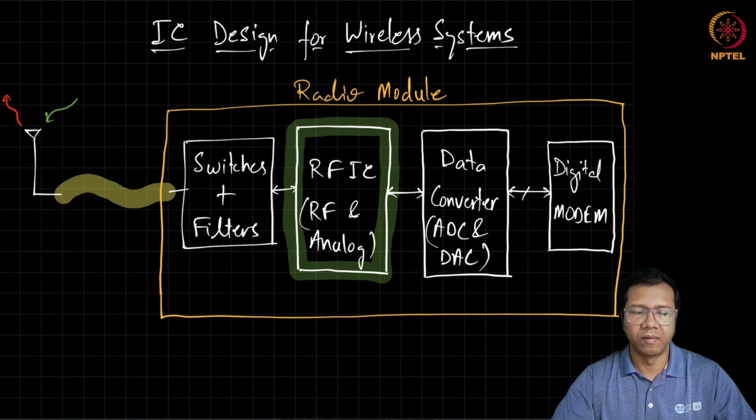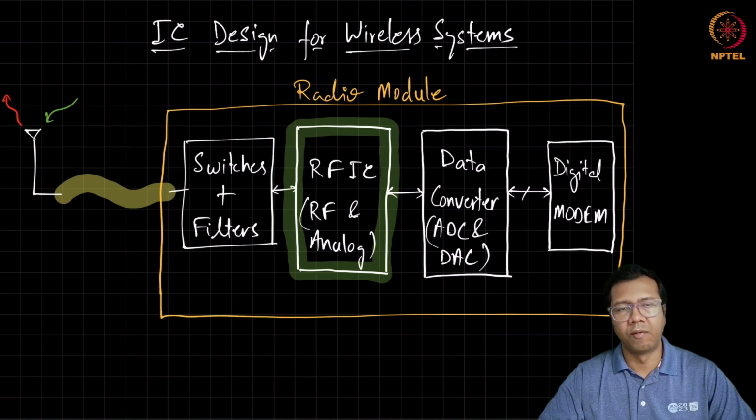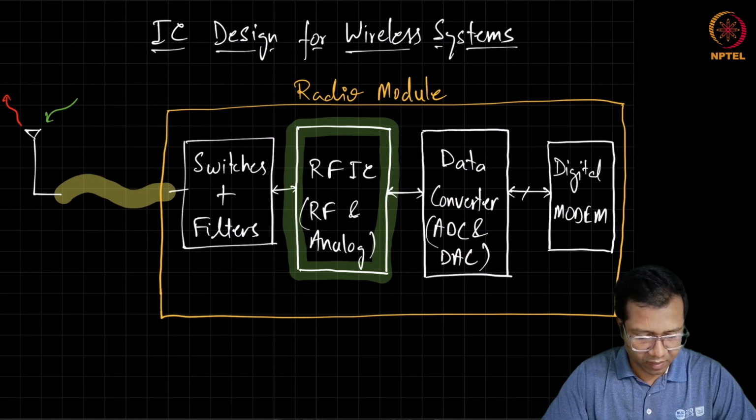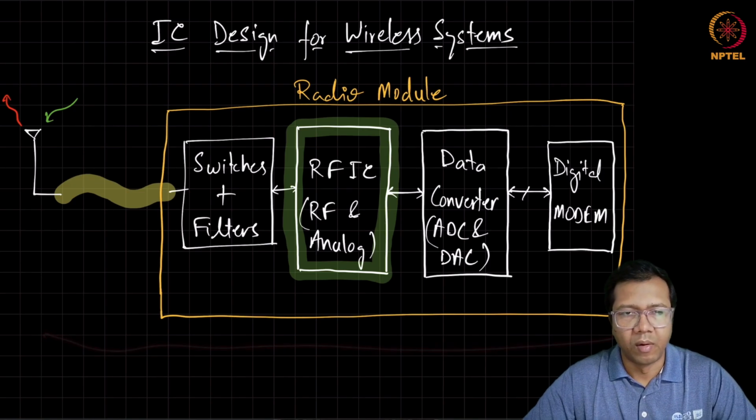In this course, we will understand how to design ICs for wireless systems. This course is for anyone who has taken an analog circuits course earlier and wants to understand how to design a basic functional IC for a wireless system.